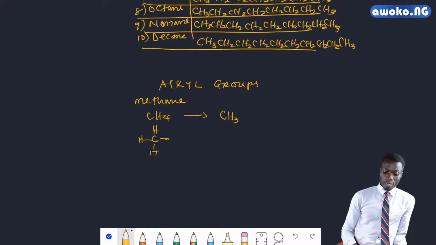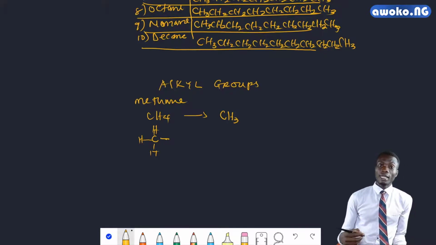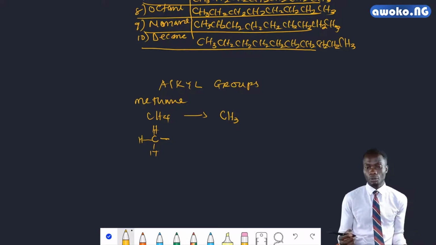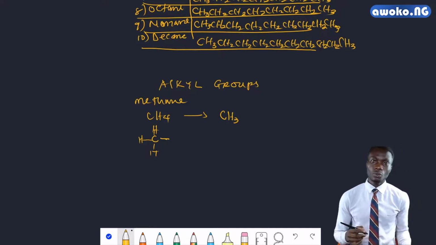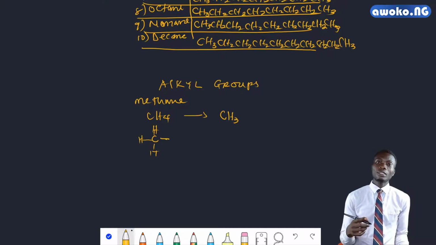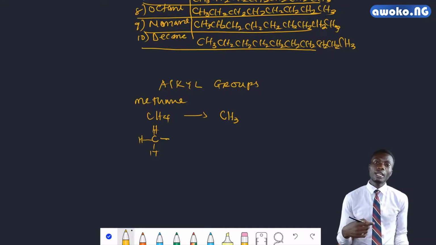Now, alkyl groups are attachment groups, so they are always attached somewhere. Why? Because they've lost a hydrogen and they need to get attached somewhere to be stable. Remember, I told you that carbon is tetrahedral and will always want to have 4 bonds to be stable. So they are unstable groups. You can call them unstable groups. Whenever they lose a hydrogen, they want to attach themselves somewhere. So you always see them as branches while doing nomenclature in organic chemistry.